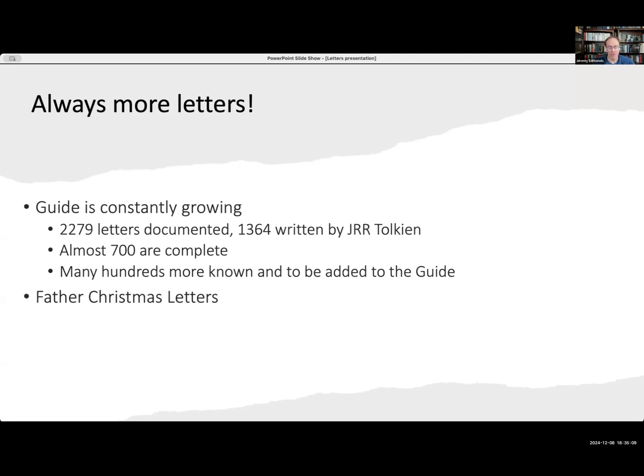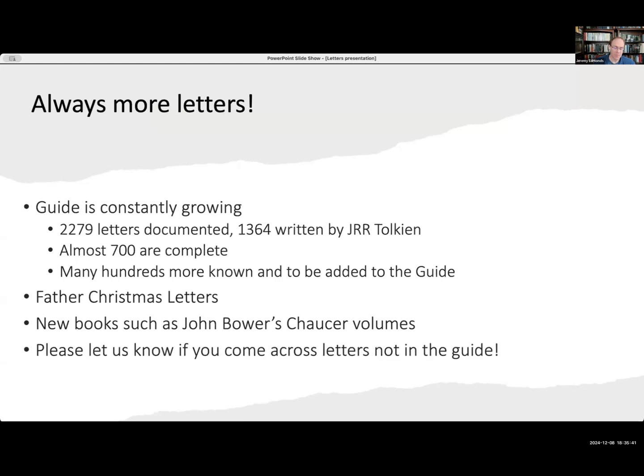We've just launched the Father Christmas letters overview, talking about the different editions and where the letters can be found in complete transcript, and where the original manuscript forms can be seen, and which editions contain which letters. There's fantastic new books coming out that have material from Tolkien's writings, for example, on the Chaucer work that he was doing, and John Bauer's fantastic research into those. Part of which we understand because of the letters that Tolkien wrote and that show up in those books.